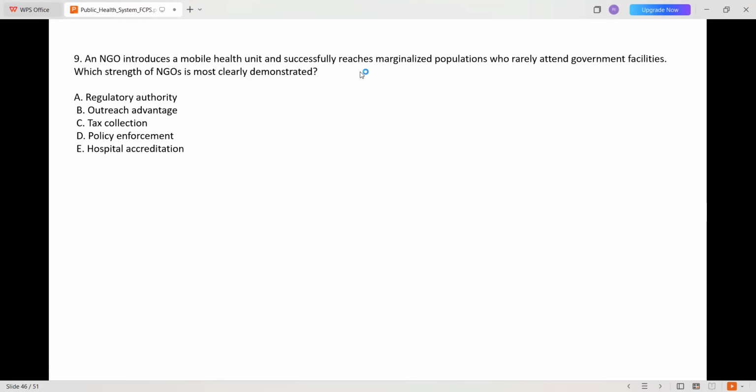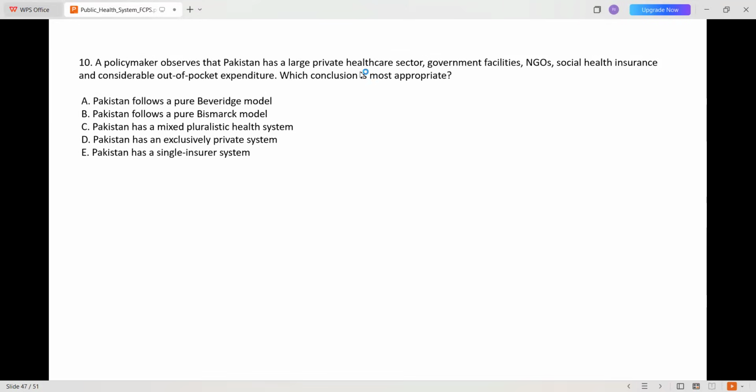MCQ number 9. An NGO introduced a mobile health unit and successfully reached marginalized populations who rarely attend government facilities. Which strength of NGOs is most clearly demonstrated? A, regulatory authority, B, outreach advantage, C, tax collection, D, policy enforcement, E, hospital accreditation. B is the right option.